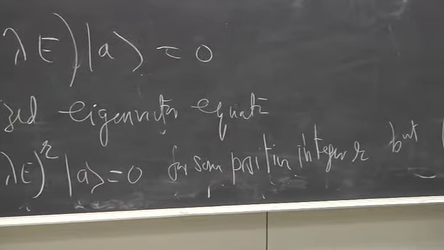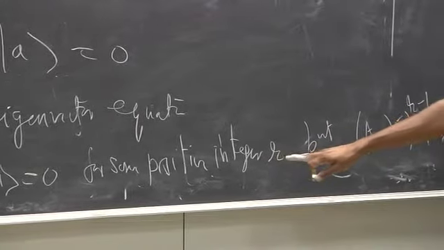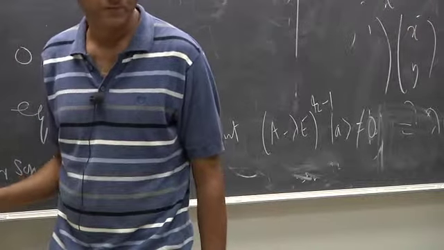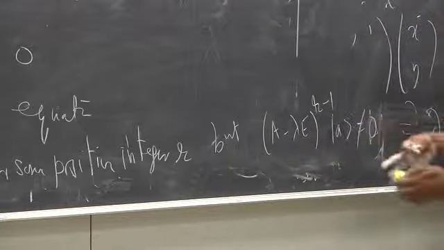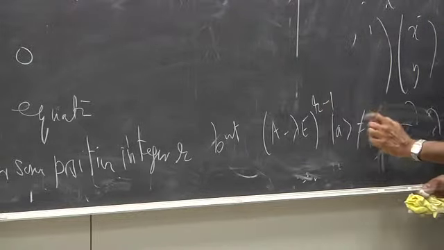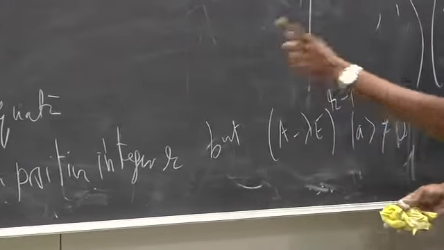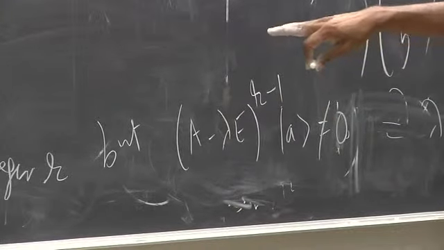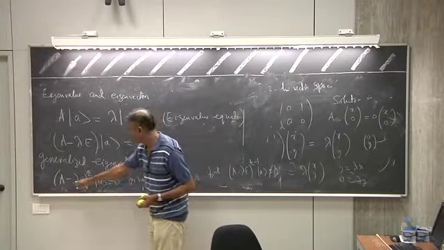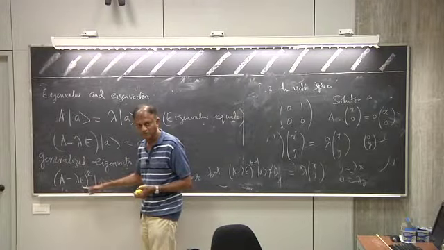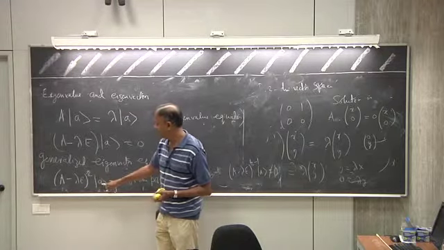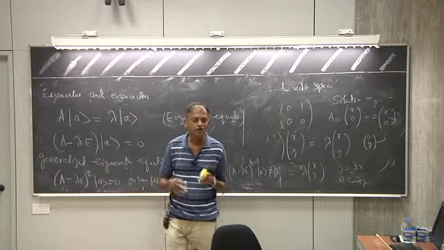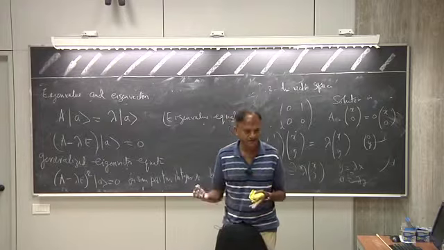So r is the smallest positive integer such that A minus lambda times identity to the power of r acting on the state A is 0. That's what I mean by this. The fact that I'm saying that this to the power of r minus 1 is not 0 acting on A, but to the power of r is 0. If you can find a solution for some lambda and some state A, then you say that this state A is a generalized eigenvector of this operator of rank r. r is called the rank of the generalized eigenvector.